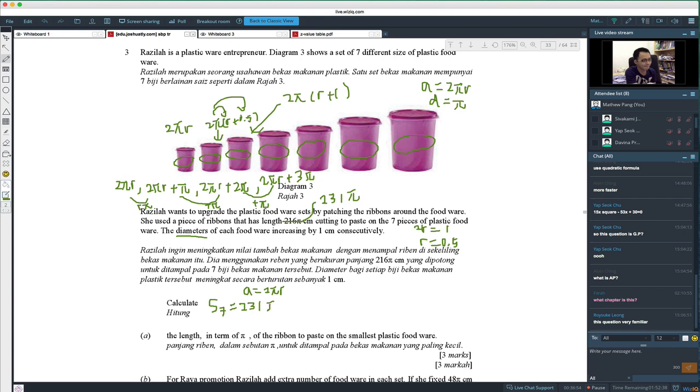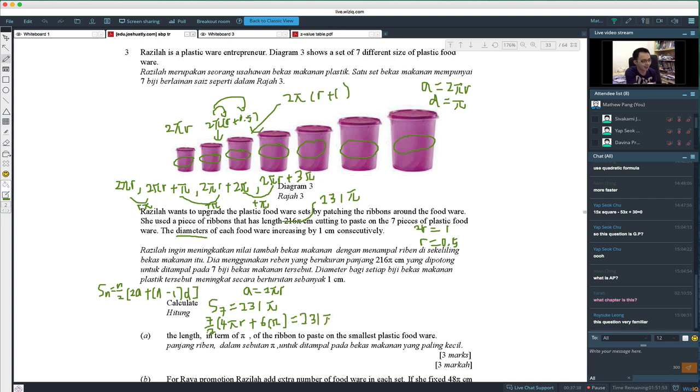Then I will use the formula for Sn in arithmetic progression. Sn equals n over 2, then 2a plus n minus 1 d. Alright, this is the Sn formula for arithmetic progression. So I will do something like this: 7 over 2, bracket 2a. My a is 2 pi r, isn't it? 2 multiplied by 2 pi r is basically 4 pi r. And my n in this case will be 7. 7 minus 1 is 6d. So plus 6, my d is pi, will equal 231 pi.